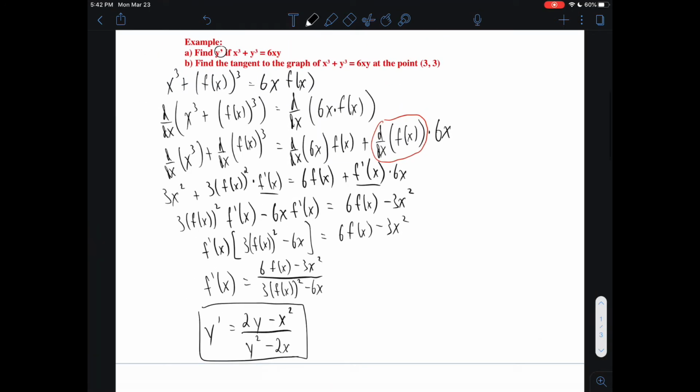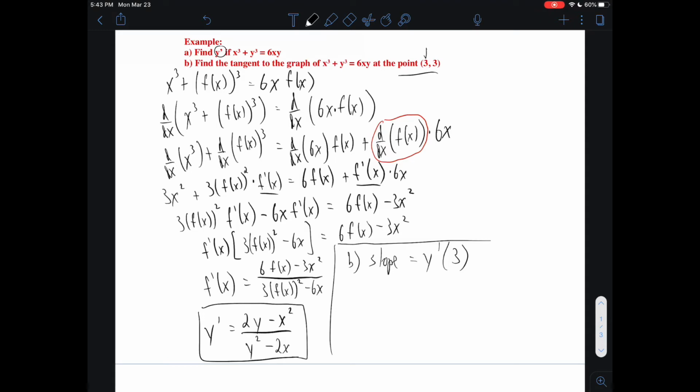What was next, part B: find the tangent to the graph of that equation x cubed plus y cubed equals 6xy at the point (3, 3). So we already have a point, so all we need is the slope, and then we can use the point-slope form. We have an expression for the derivative, so for part B, the slope is y prime evaluated at the x value 3. So I'm using the x value of 3 in that derivative. That's how we find slope.